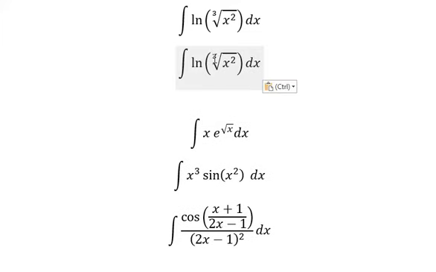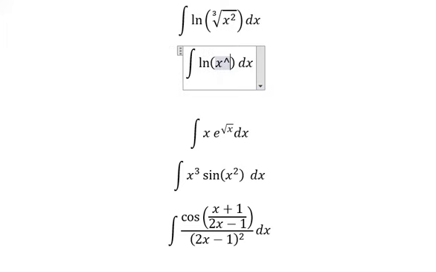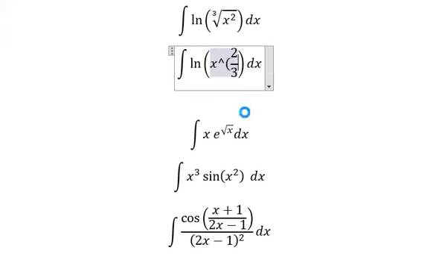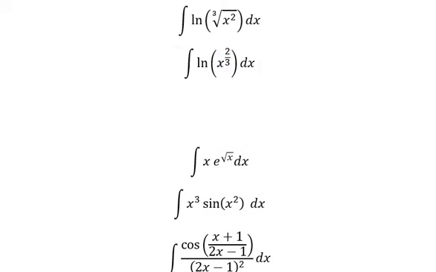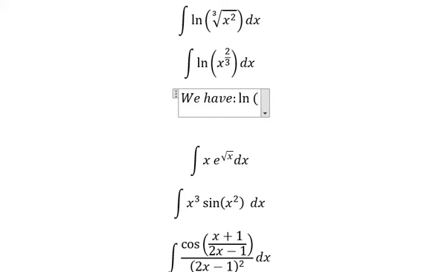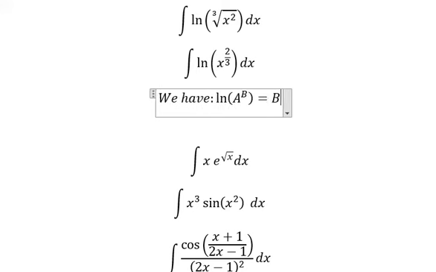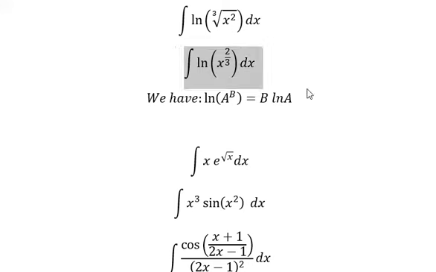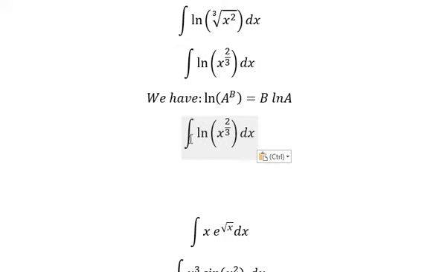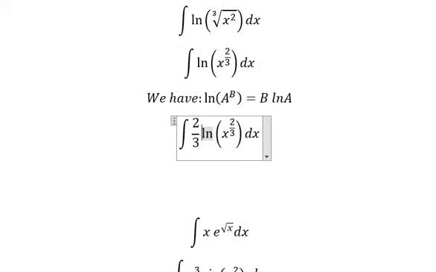About the cubic root of s squared, we can put it into s to the power of 2 over 3. Next, we have the formula in here: ln of a to the power of b equals b ln a. So we can apply this formula for this one in here, and you will get 2 over 3 ln s.